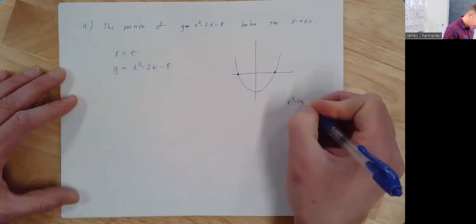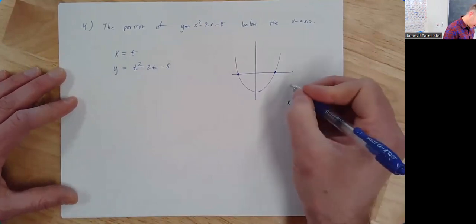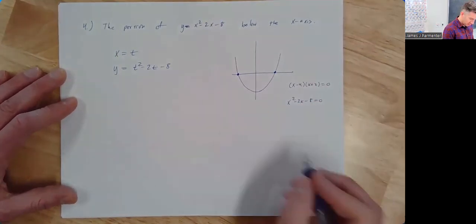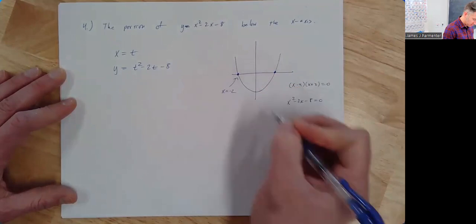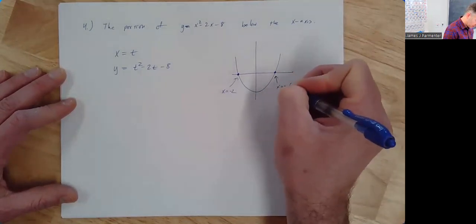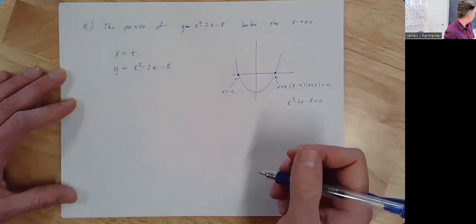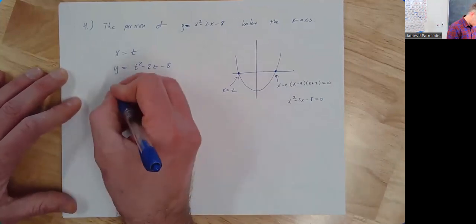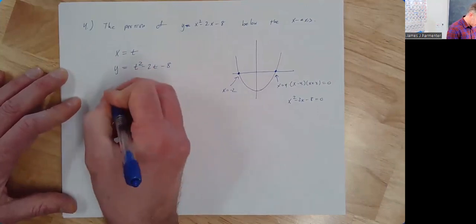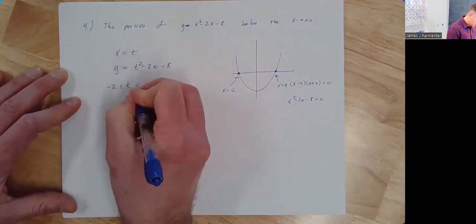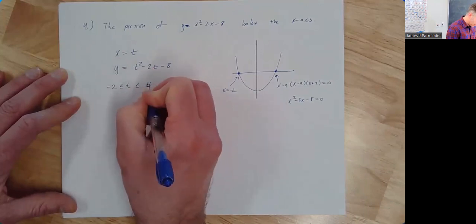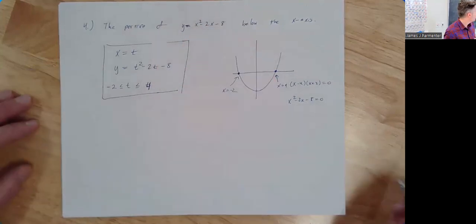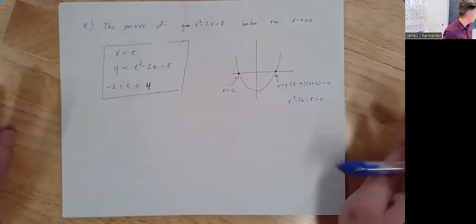x squared minus 2x minus 8 equal to 0 factors as x minus 4 times x plus 2 equal to 0. So this is going to be where x equals -2, and that's going to be where x equals +4. So our bounds for t, since x is equal to t, are going to be the same as that. So we're going to go as far down as t equal to -2 and as far up as t equal to +4. Wow, my brain's not working. I meant to write 4, not 2. Okay.